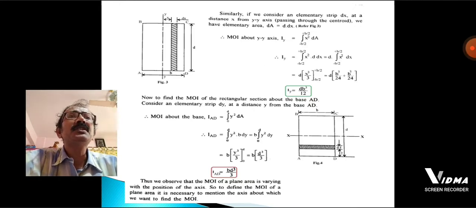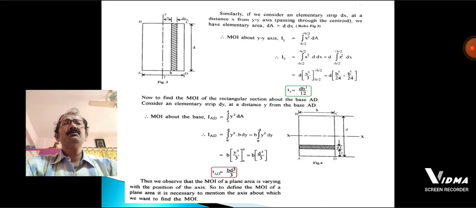So moment of inertia about the y axis, Iy is the integration from minus b by 2 to plus b by 2, these two are the limits, of x square dA. Putting the value of dA, Iy is the integration from minus b by 2 to plus b by 2 of x square dx, and finally Iy should be db cube by 12.